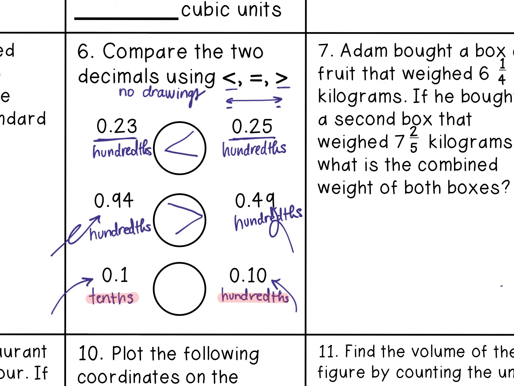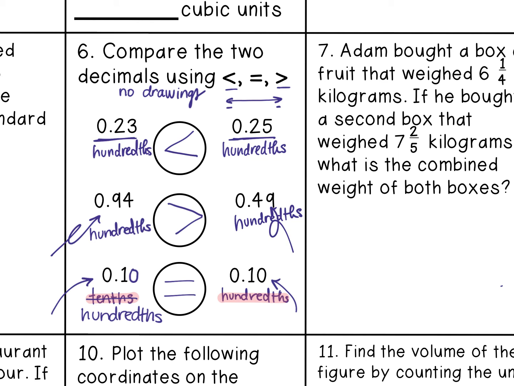We can do what's called annexing zeros. We talked about this a little bit last week. I can add this 0 right here and I don't change its value. So now instead of having tenths, now they're both in hundredths. So can I compare 10 hundredths to 10 hundredths? Yep, hopefully you said they are equal.